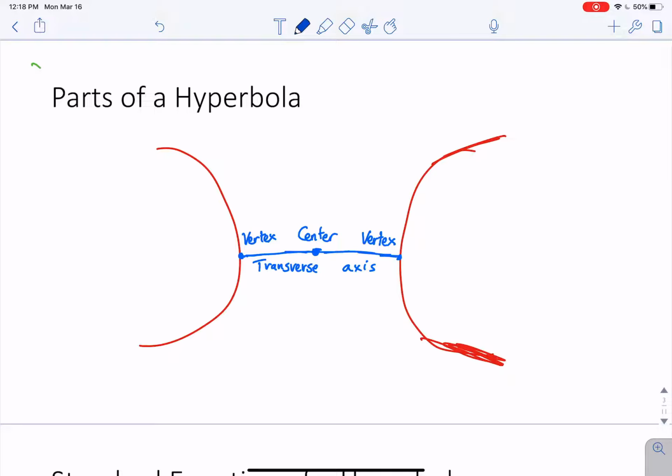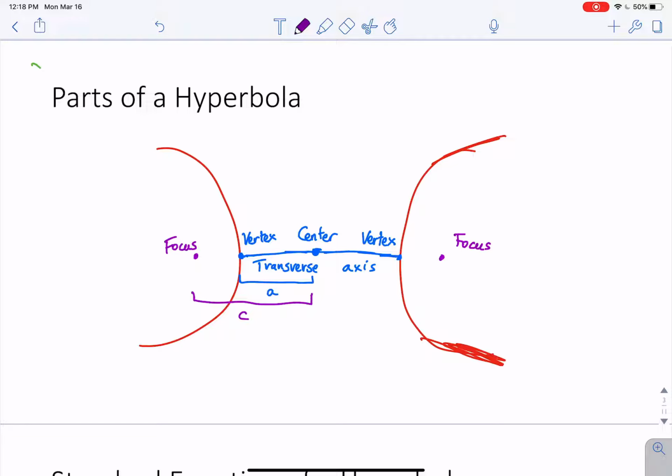And we can label the distance from the center to the vertex, just like on an ellipse, that's the A value. We also have two foci, so I can put a focus over here and a focus on the other side. And the distance from the focus to the center is the C value, just like on an ellipse. Unlike the ellipse, the vertex is closer to the center than the focus is. Right? On the ellipse, the focus was closer. On the hyperbola, the focus is further away. So we have an A value and a C value.